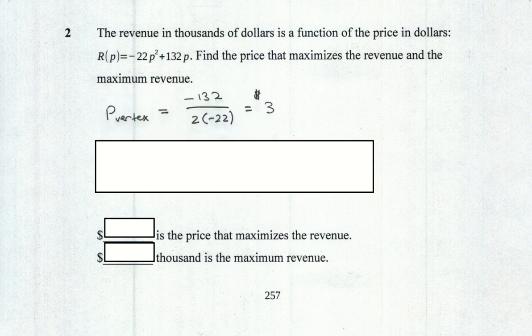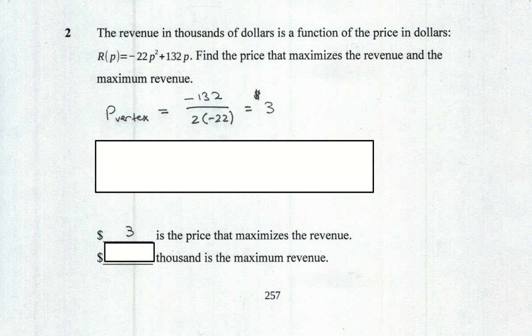So the first thing we're going to do is find the vertex. That's negative b over 2a. So we're going to go grab our b, 132. We're going to change its sign, negative 132. In the denominator, we're going to multiply 2 times a, 2 times negative 22. We do some arithmetic, and out pops $3. So the price that maximizes the revenue is $3.